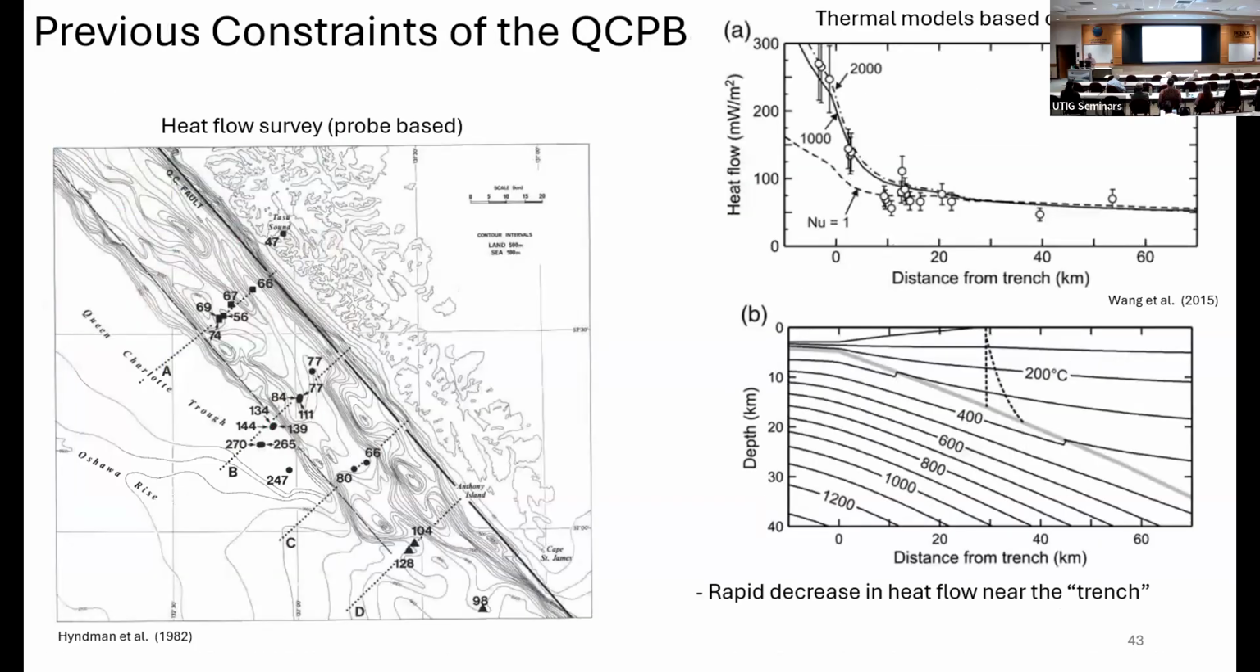There have been some previous constraints on the thermal state of the Queen Charlotte. This is from 1982, a heat flow study that did some physical probing of the southernmost part offshore Haida Gwaii. Using that heat flow probe data, there have been multiple thermal models that found a very rapid decrease in heat flow near the trench, or near the deformation front of the Queen Charlotte Terrace. They've used these models to constrain the hypothetical temperatures of the Haida Gwaii thrust.